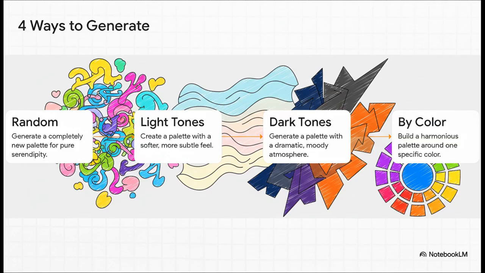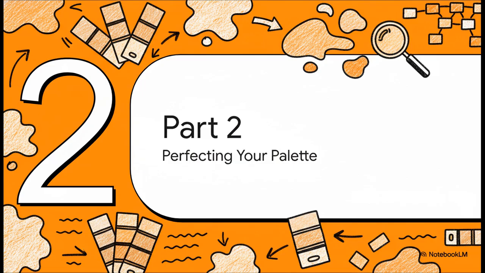Or maybe you want a specific mood. You can generate light tones for something airy and soft, or go for dark tones to get something a little more dramatic. And here's the real game changer. If you already have one color you have to use, like a brand color, you can build an entire palette around it with the by color feature. Super useful. But listen, generating a palette is really just step 1. The real magic, the fun part, is when you start tweaking it, refining it, and really making it your own. And this tool gives you an amazing amount of control to do just that.